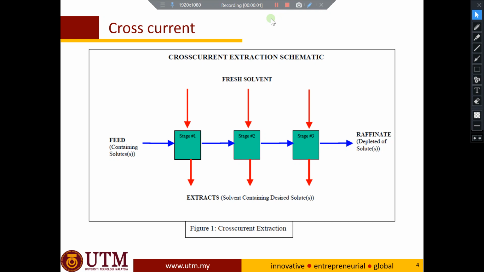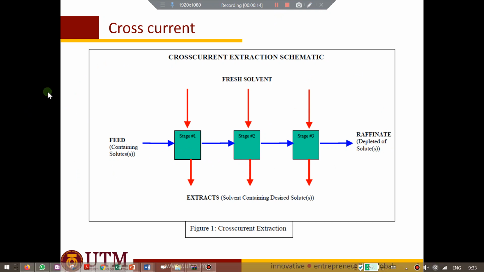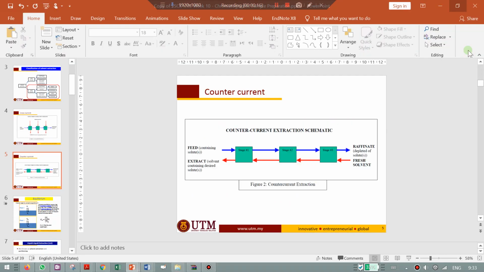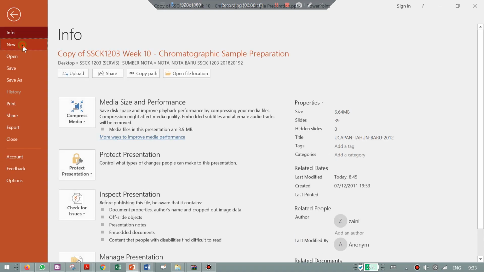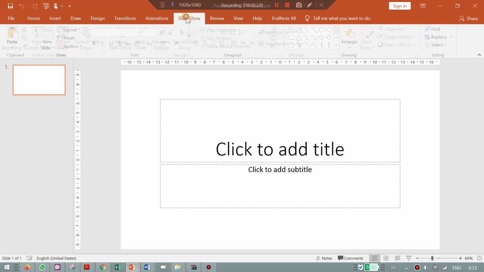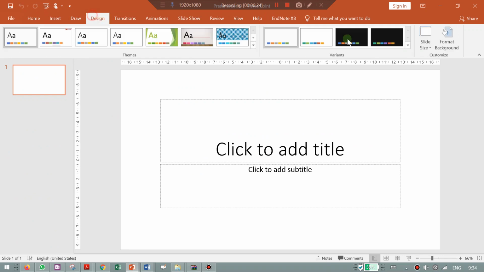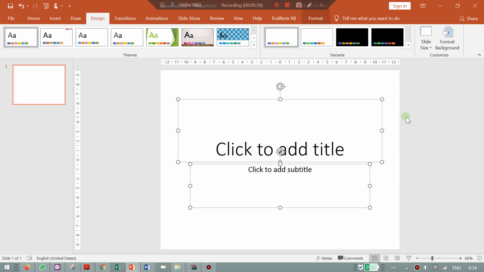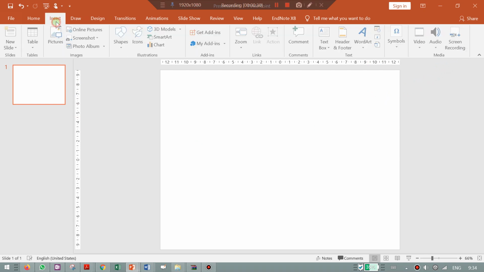Alright, the next slide we will learn about the cross current extraction. Here is the cross current extraction schematic. Before we go further, let me explain the basics of liquid extraction. Let's go into a little bit on the basic liquid extraction.